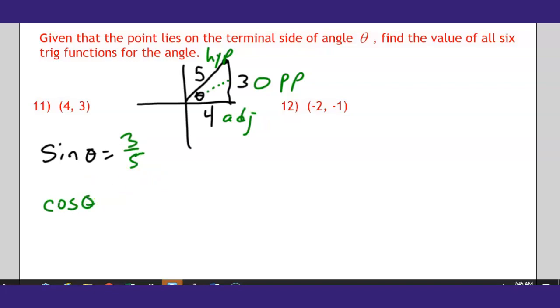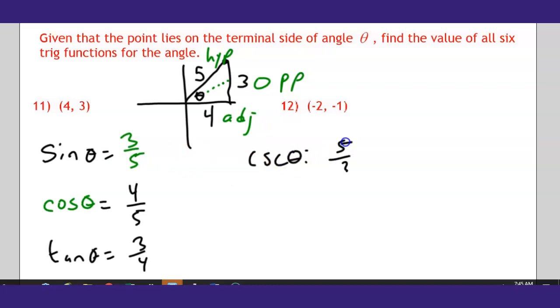Cosine of theta is adjacent over hypotenuse, or 4 over 5. Tangent of theta is going to be opposite over adjacent, or 3 over 4. Cosecant, the inverse of sine, is 5/3. Secant of theta, the inverse of cosine, is 5/4. And cotangent, the inverse of tangent, is 4/3.